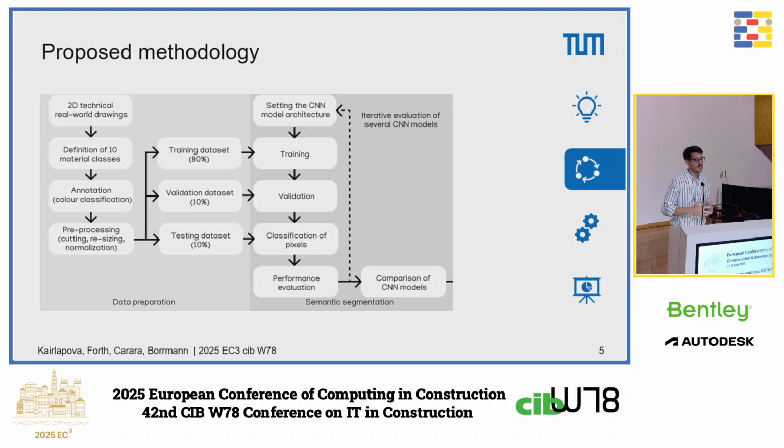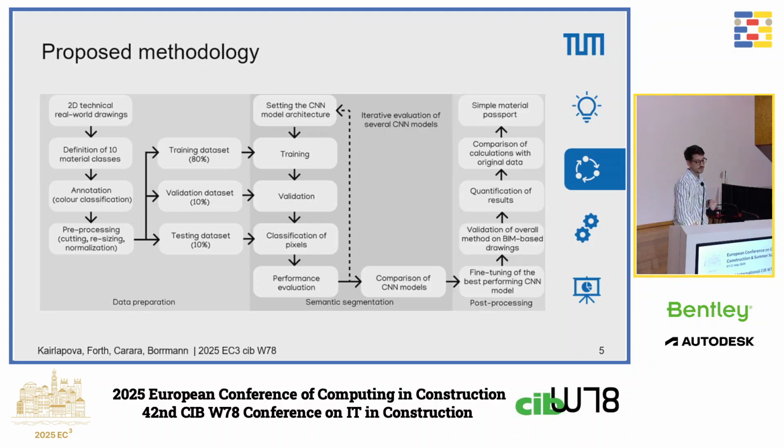Then we selected several different CNN model architectures, did the training, did the validation, classified the pixels, compared the performances, did this iteratively, and then compared the different models and fine-tuned the best performing CNN to continue. And in the end, we just had a simplified material passport. This is really the first step, looking only at the primary structural materials and not enriching any further information. So just having the amount, the area in the floor plans, with the material classes.